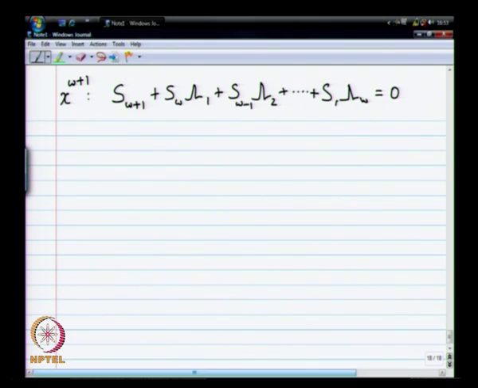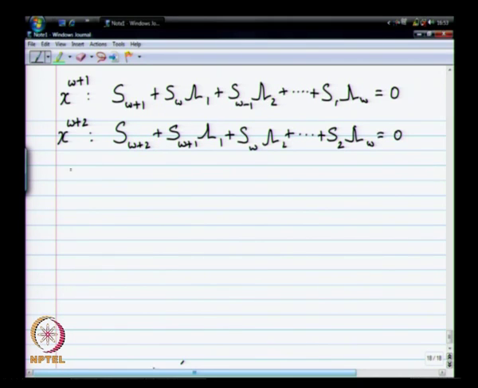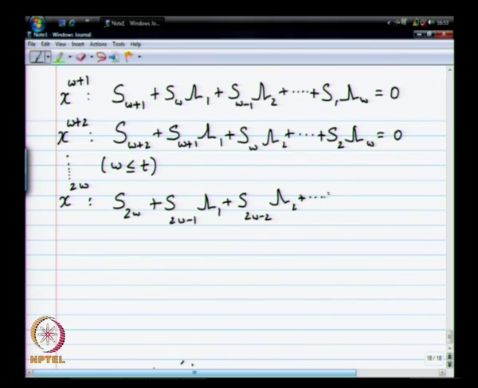Okay, this is what you will get for x power w plus 1. You can go back and check this, it is not too difficult. For w plus 2, you will get... okay. So all the way down to x power 2w, and we'll assume w is less than or equal to t. x power 2w will be s_2w plus s_{2w-1} lambda 1 plus s_{2w-2} lambda 2 plus all the way to s_w lambda w equal to 0.